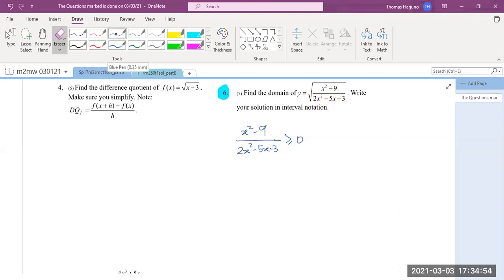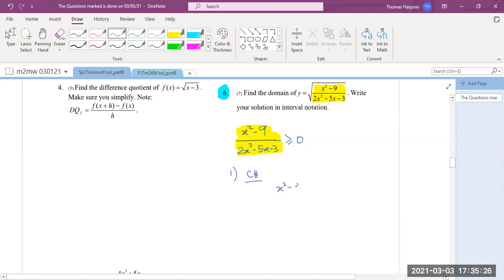Then it means the radicand, the guy inside the house, has to be non-negative. This has to be non-negative. Then we start the procedure. Remember, anytime we solve rational or polynomial inequalities, we need to do that 3-step procedure. Okay, so the first one, critical numbers. I rewrite it and set it equal to 0.